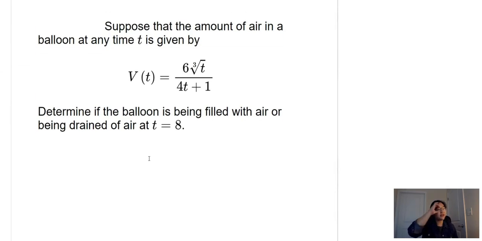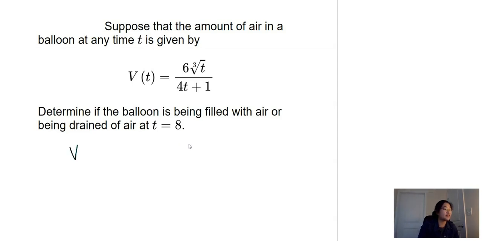Suppose that the amount of air in a balloon at any time t is given by this. Determine if the balloon is being filled with air or being drained of air at time t equals 8. So what does this mean? This means that the rate of change needs to be positive if it's being filled with air, right? The rate of change of the volume of the balloon needs to be positive if the balloon is being filled with air, or if the balloon is shrinking, then the rate of change of the volume needs to be negative. So how would you figure that out? Pause the video, try to answer.